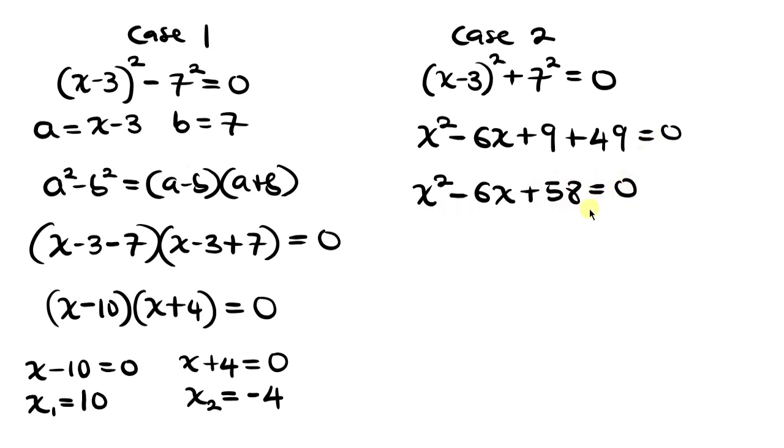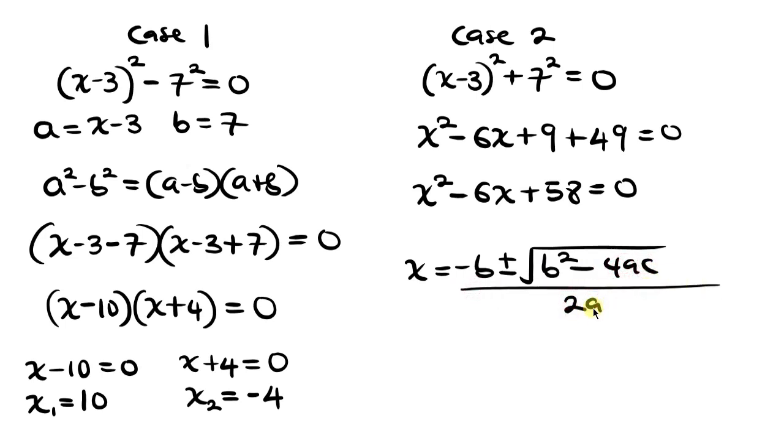So we have a quadratic equation. And we're going to be using the quadratic formula to solve this, since this cannot be factorized. So using the quadratic formula, I have x to be equal to negative b plus or minus the square root of b squared minus 4ac all over 2a. So what is a from here? A is actually the coefficient of x squared, and that is 1. What is b? B is the coefficient of x, and that is negative 6. And what is c? C is the constant term, which is 58.